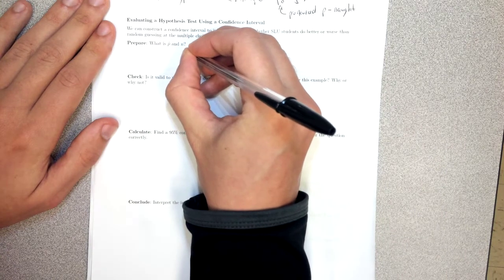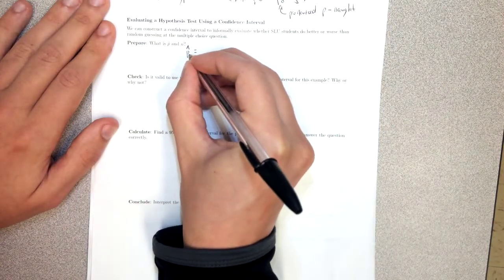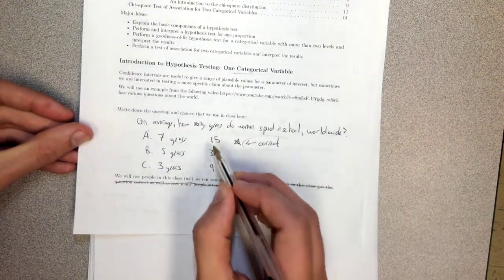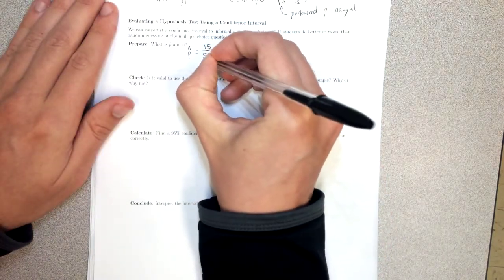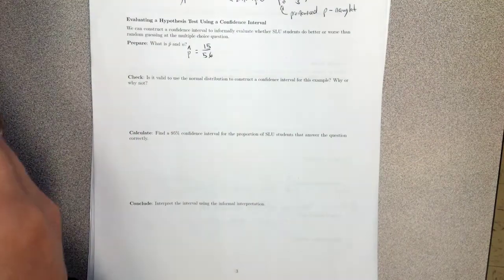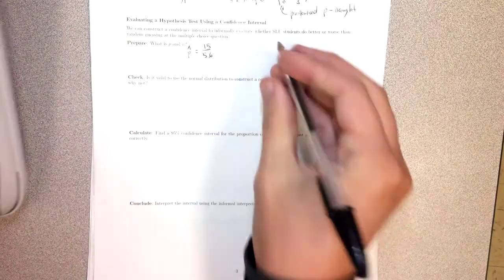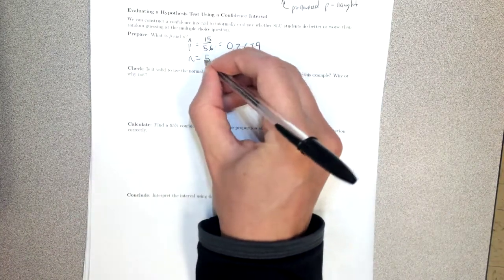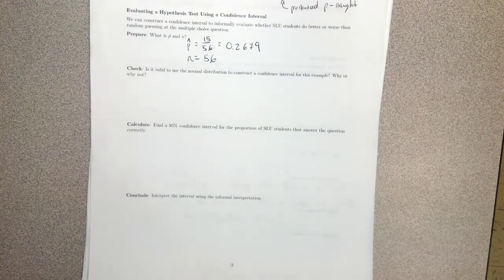For prepare, we just want to know what p hat is. Remember, p hat is our notation for the sample proportion. Based on our data, there's 56 students. 15 got it right, so p hat is just 15 over 56. In decimal form, that's 0.2679. n was our notation for the sample size, so n is just 56 because we had 56 students answer that question.